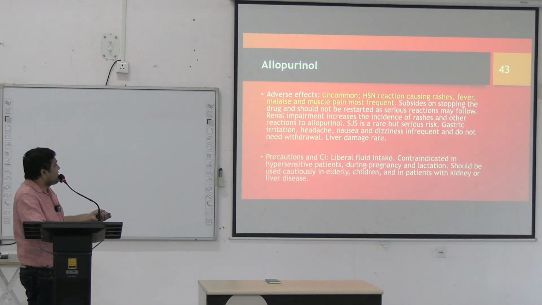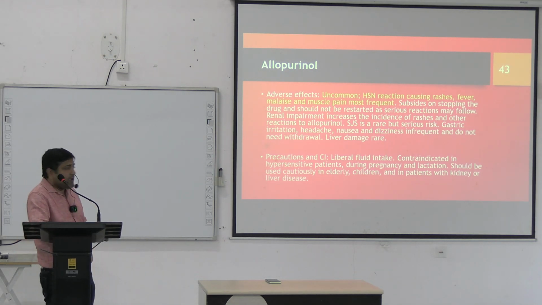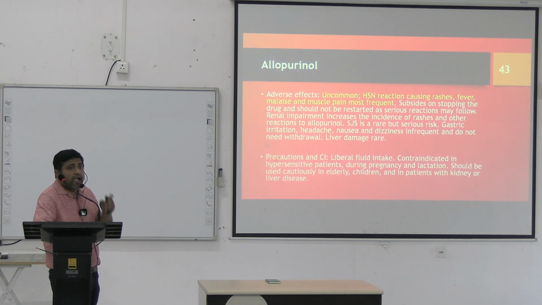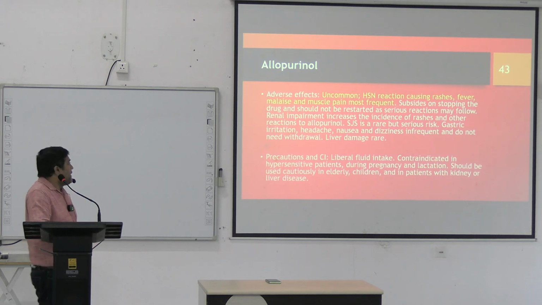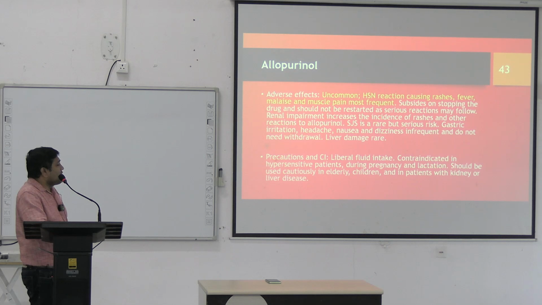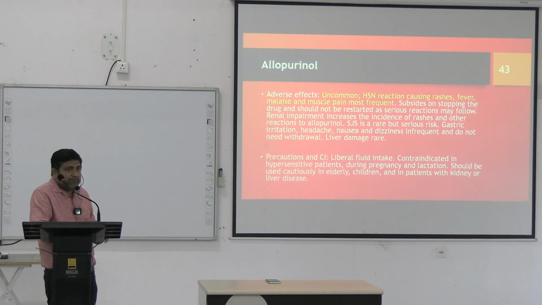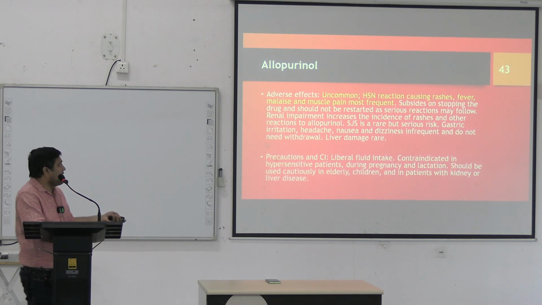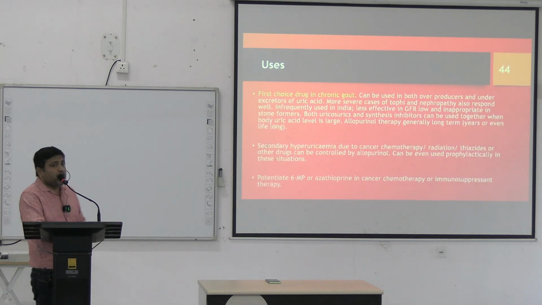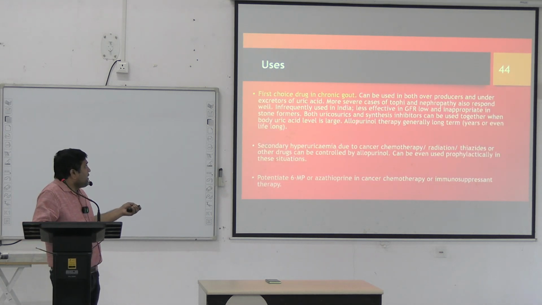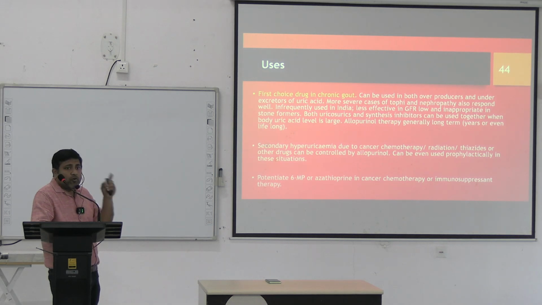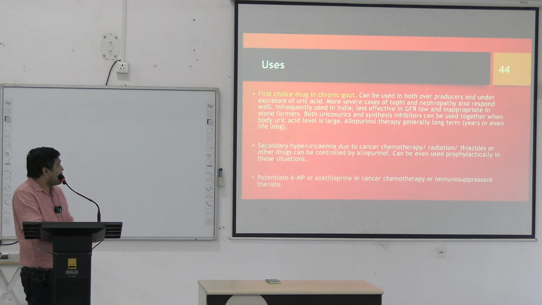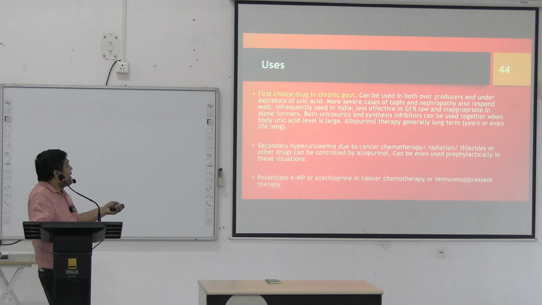Precautions and contraindications: liberal fluid intake should be taken. Contraindicated in hypersensitive patients. During pregnancy and lactation, it should be used cautiously, as well as in elderly subjects, in pediatric subjects and in patients with kidney and liver disease. Drug of choice in chronic gout, can be used in both overproducers and underexcretors. More severe cases of tophi and nephropathy also respond well.